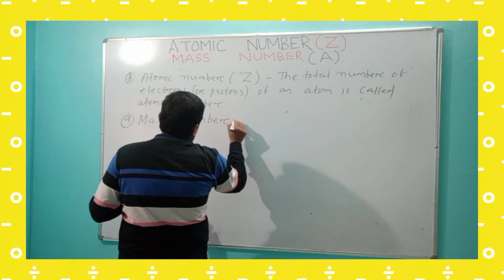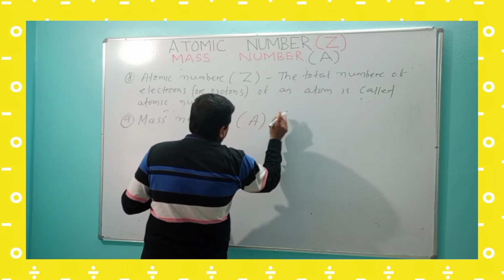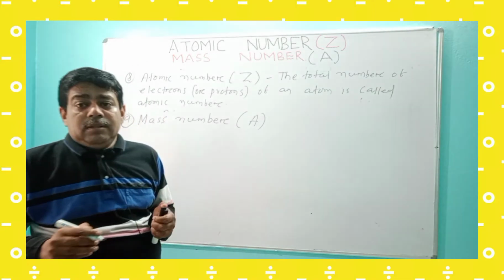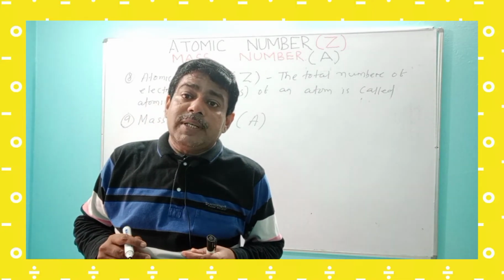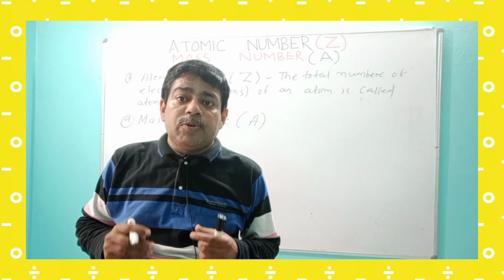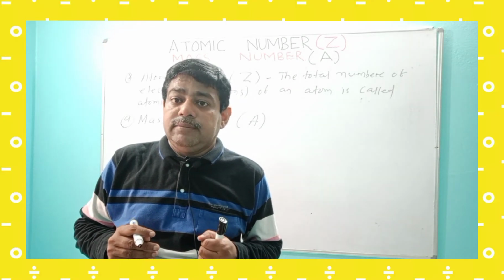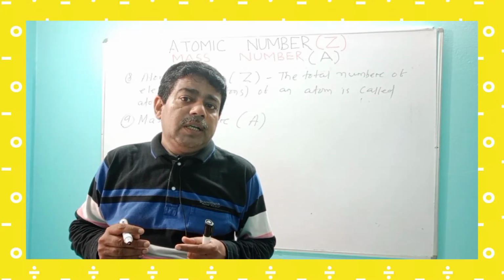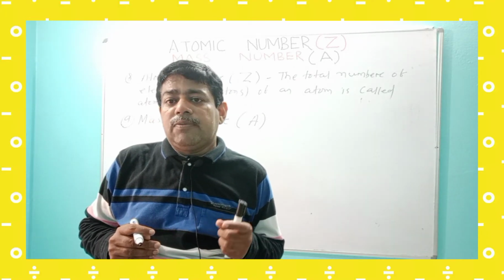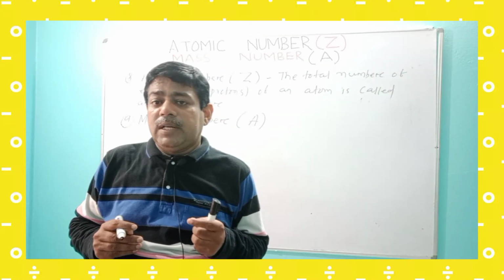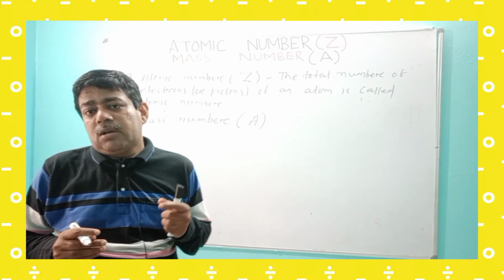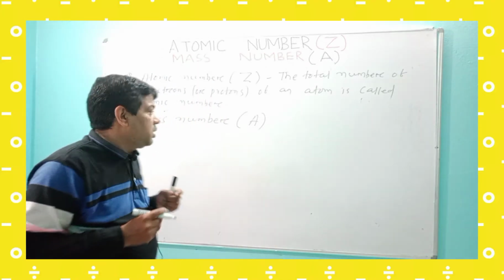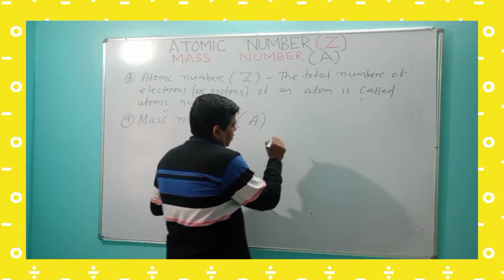Mass number. And the mass number is denoted by capital letter what? A. So what is mass number? The sum of the protons and neutrons. The sum of the protons and neutrons of an atom is called mass number. Very simple. All the protons and neutrons are found inside the nucleus of the atom. That's why protons and neutrons are also known as part of the nucleus. They are also known as nucleons.